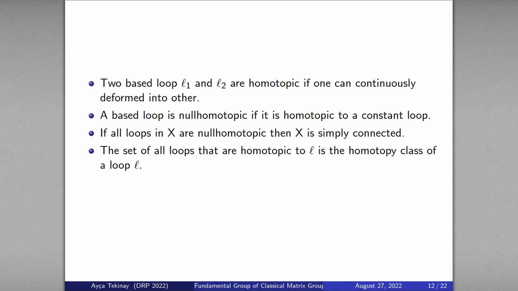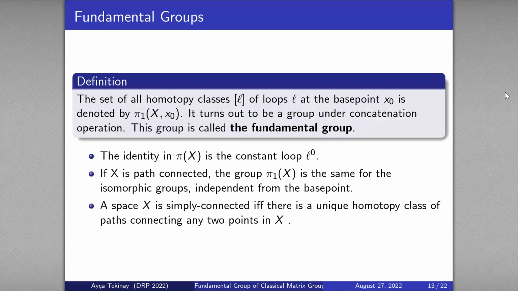Now we have the homotopy classes and the concatenation operation, so we're good to define the fundamental group. The set of all homotopy classes, with the concatenation operation as a group operation, gives us a group structure, which is the fundamental group. The identity in pi_1(X) is the constant loop L0. And if X is path connected, the group pi_1(X) is the same up to isomorphism, independent of the base point.